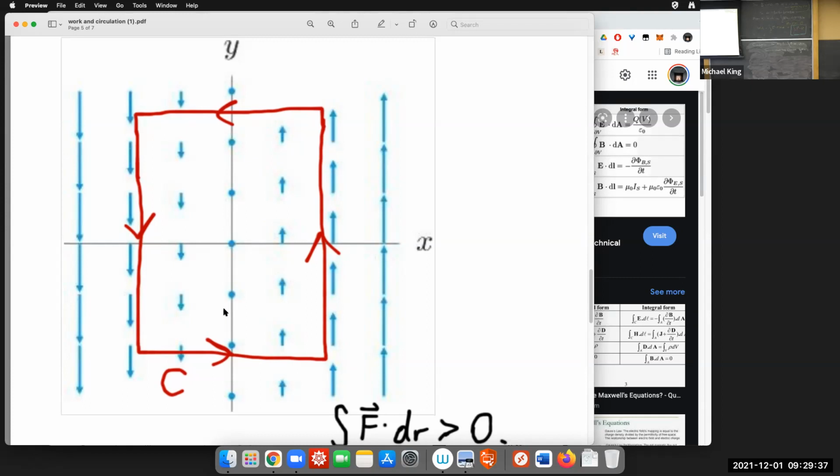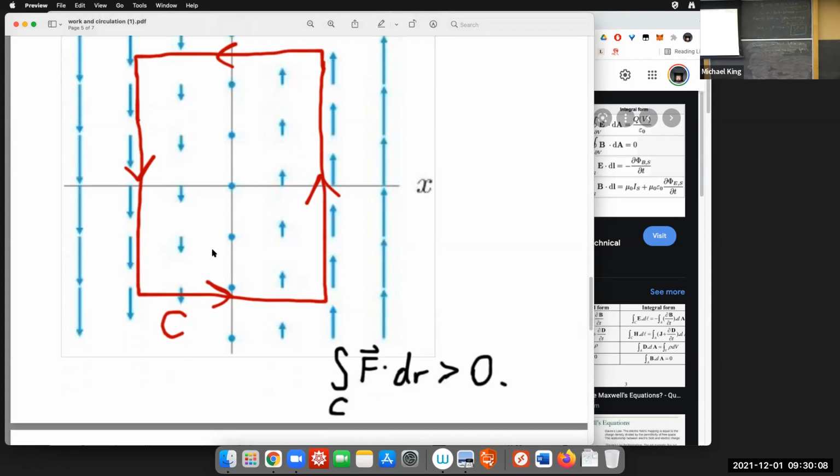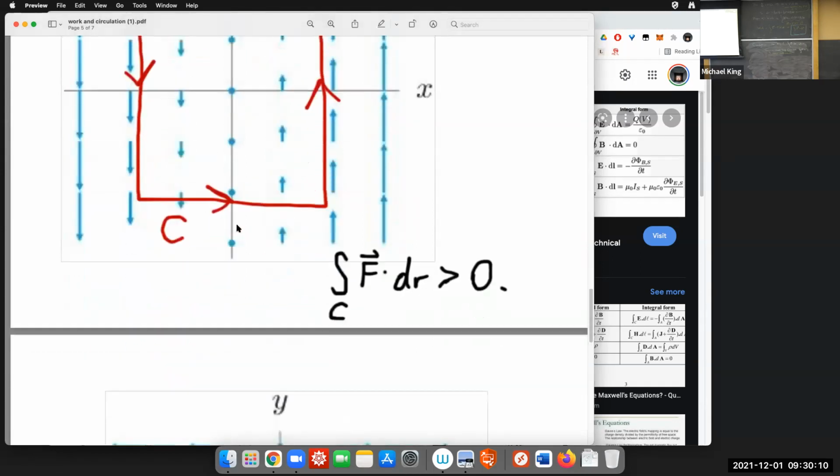Actually, I should say that the convention is to orient C counterclockwise. We have all these conventions that are counterclockwise, where angles increase in a counterclockwise direction, and so we traverse loops in counterclockwise directions. And so this is going counterclockwise, so this has some positive circulation.